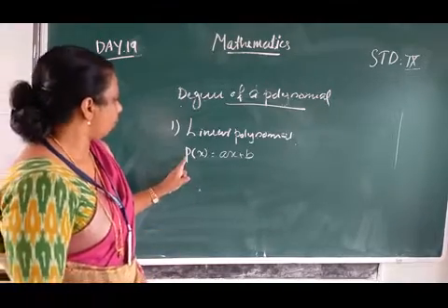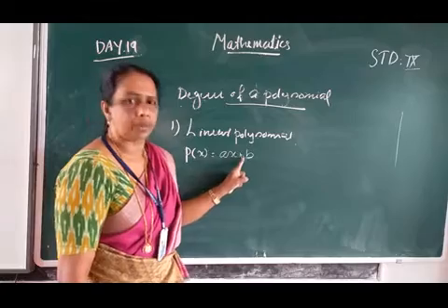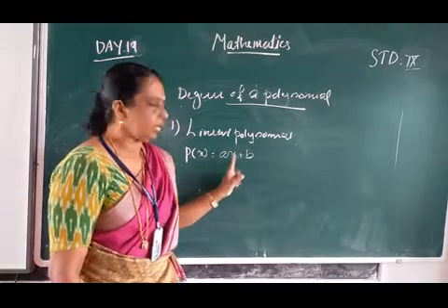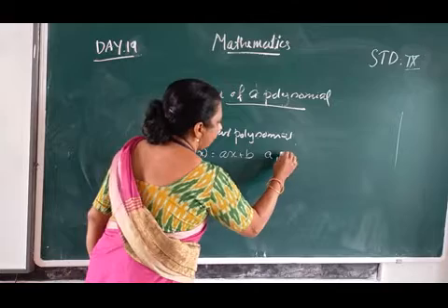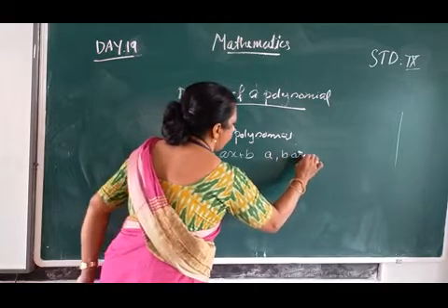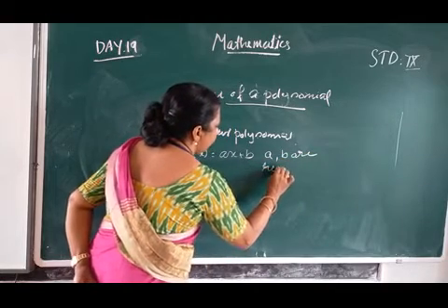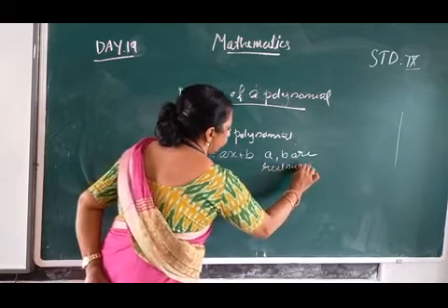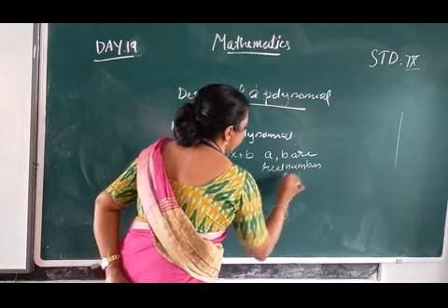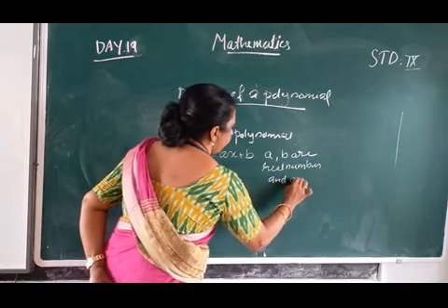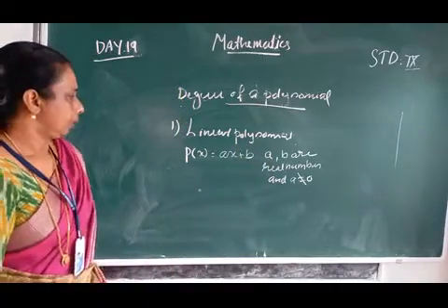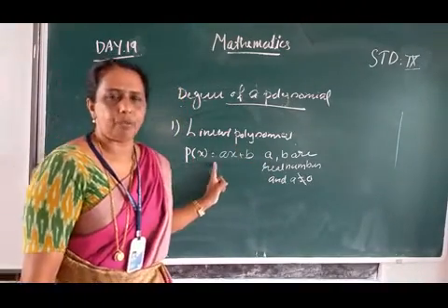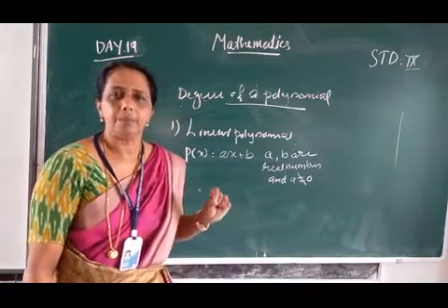We can write the form p of x is equal to ax plus b, where a and b are real numbers and a is not equal to 0. This is the standard form of a linear polynomial.